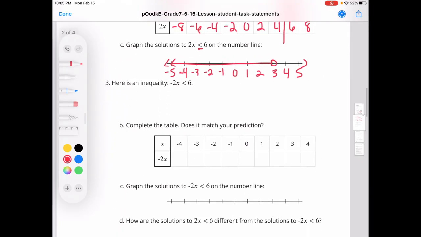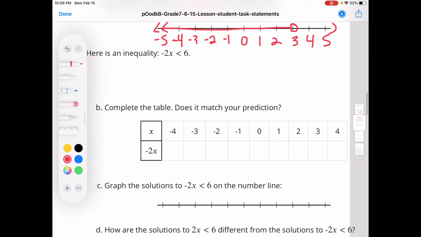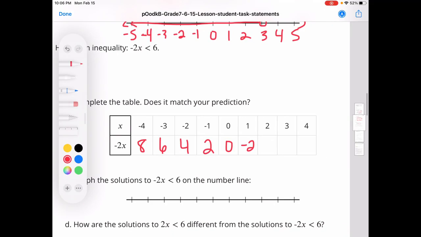So now for number 3, we have negative 2 times x is less than 6. So we complete our table again. Negative 2 times negative 4 is positive 8. Negative 2 times negative 3 would be positive 6. Negative 2 times negative 2. Negative 2 times negative 1. Negative 2 times 0. Negative 2 times 1. Negative 2 times 2. Negative 2 times 3. And negative 2 times 4.